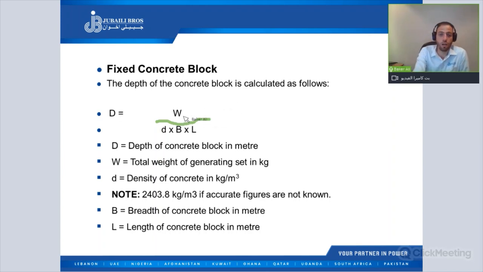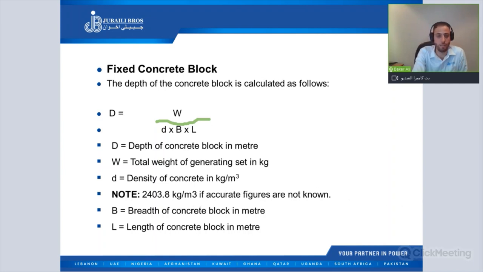W is the total weight of the generator set, including engine, alternator, base frame. And D is the density of the concrete in kilogram per cubic meter. B is the width of the concrete plot, and L is the length, all in meter. So the length and width must be in meter. If you don't have any accurate figure for the concrete density, then we can use 2403.8 kilogram per cubic meter.